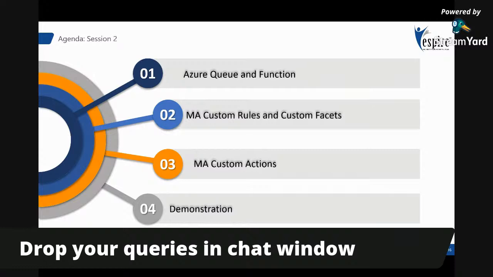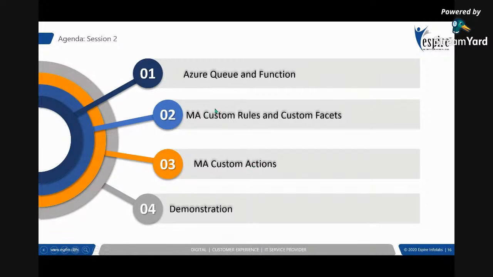Here you can see we'll talk more about the Azure queues and functions, and we'll discuss why we chose the Azure queues and functions to extend the Sitecore marketing capabilities. We'll look more into the Sitecore marketing automation custom rules, based on some custom facets. We'll also look at the marketing automation custom actions, so everything about how you can create new custom actions for yourself. And we'll see the demonstration today. Last time we saw the demonstration with the action. This time we'll see the demonstration with the action as well as the custom rules, along with the custom facets that we have created for you.